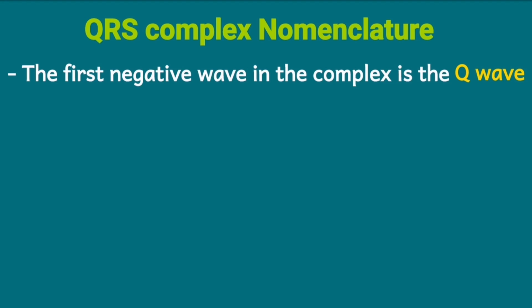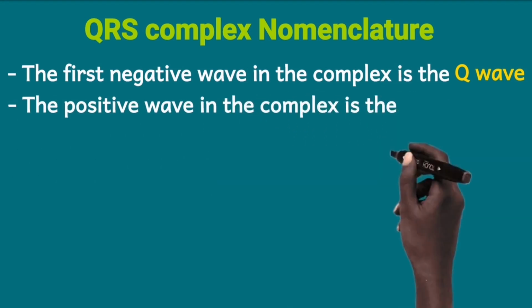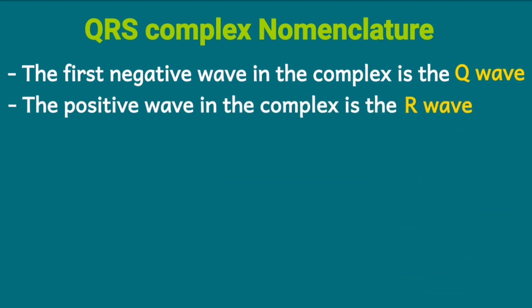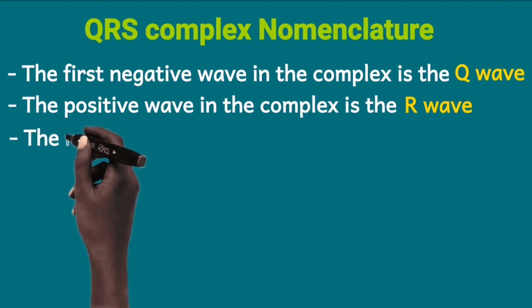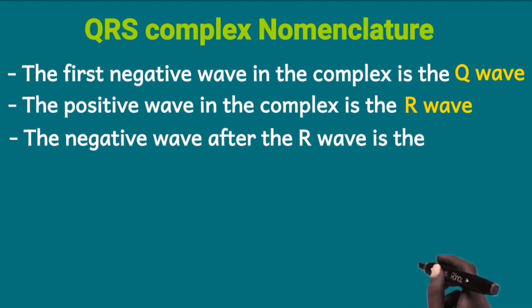The next rule is that the positive wave in the complex is what we call the R wave. So it doesn't matter whether the positive wave comes after a negative wave or not. Once it is a positive wave, that wave in the complex is called the R wave. The next principle again is that any negative wave which comes after the R wave is what we call the S wave. What this means is that for you to have an S wave, a negative wave should come after a positive wave, which is an R wave. And so these principles should be known inside out.